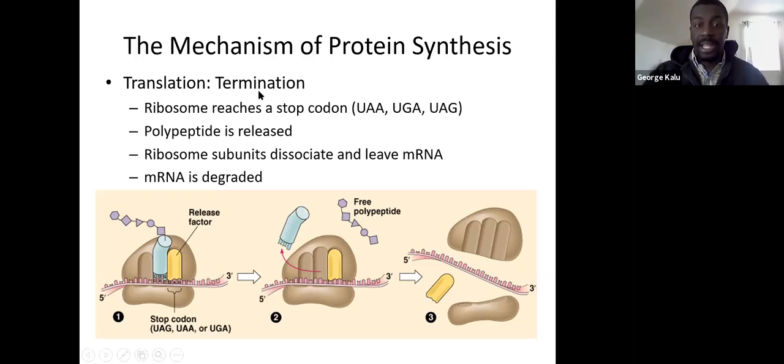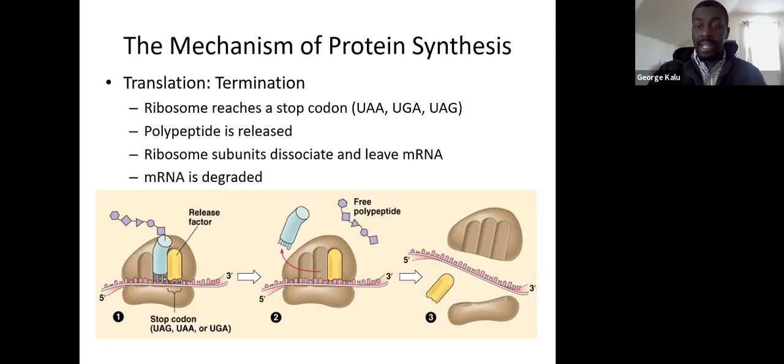the termination phase. The termination phase is going to begin once you reach one of these stop codons, either UAA, UGA, or UAG. Once the ribosome hits one of these stop codons, the polypeptide that we produce is going to get released. It's going to fold, it's going to become its own protein, and it's going to start doing whatever function it's designed to do. So you're going to release your polypeptide.